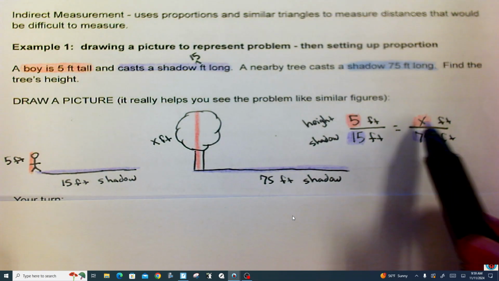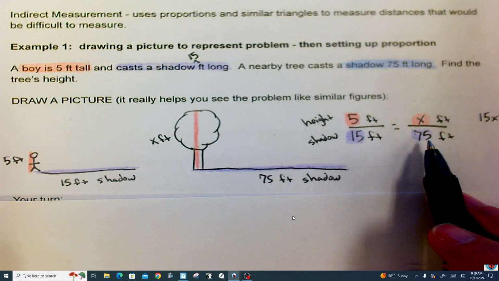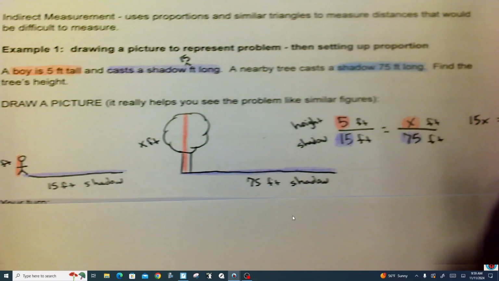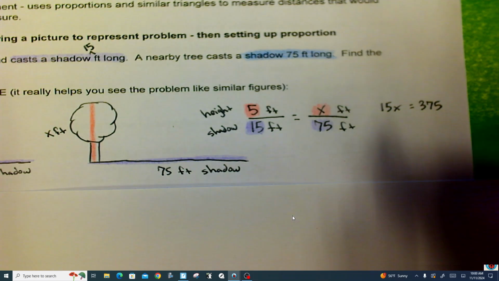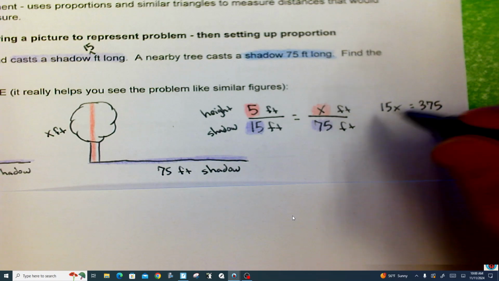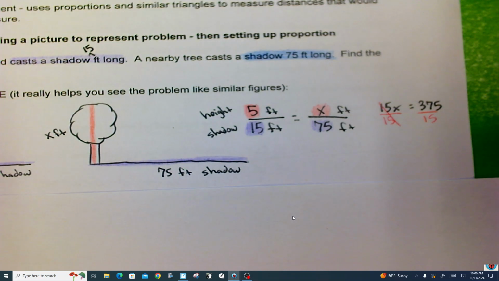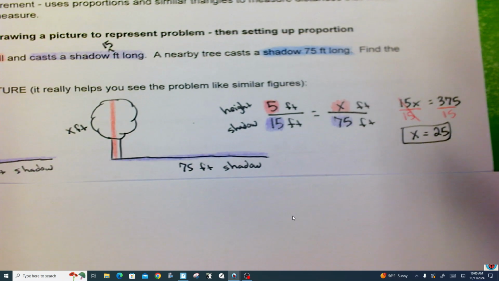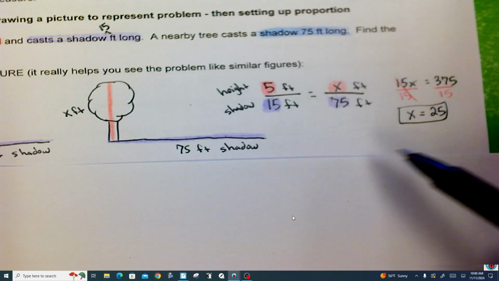So 15 times x is 15x. 5 times 75 is going to be 375. And so after we have this cross multiplication set up here, just come back through here and divide both sides by 15. 375 divided by 15 is 25. And because this is a story problem, and they had said, hey, would you please find the tree's height, right? We just need to do a restate.